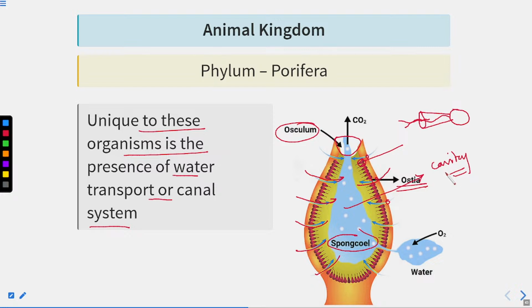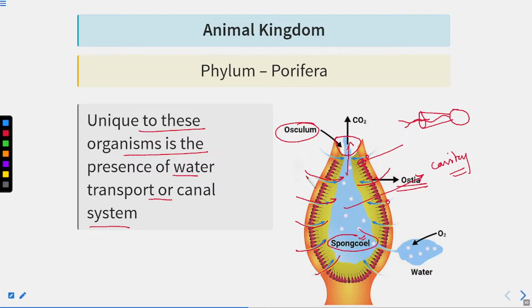Do not get confused with the body cavity, that is the coelom, right? This is not a coelom. This is outer body cavity, right? So this is not a coelom. Don't get confused that spongocoel is the body cavity or a coelom, right?